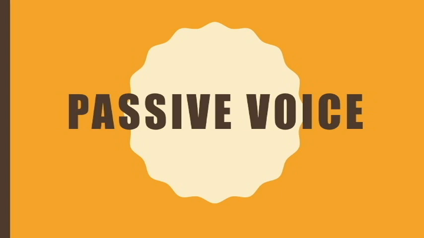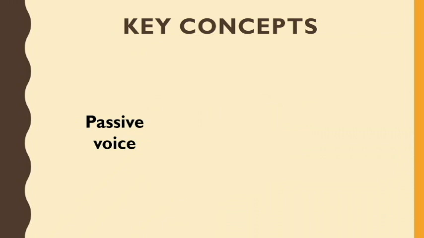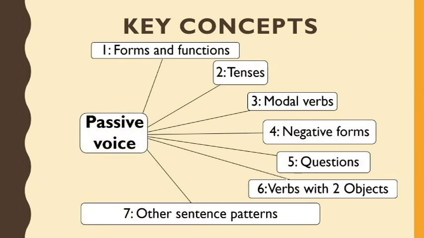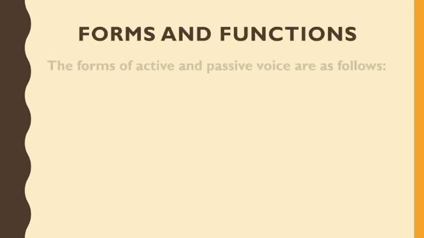Hi guys, today we are going to talk about passive voice. There are some key concepts of passive voice. In the following videos, I will introduce you to 7 parts of the passive voice. They are forms and functions, tenses, modal verbs, negative forms, questions, verbs with 2 objects, and other sentence patterns. Let's talk about the forms and functions.